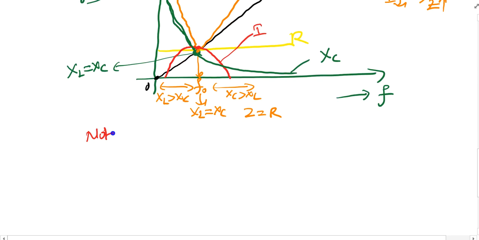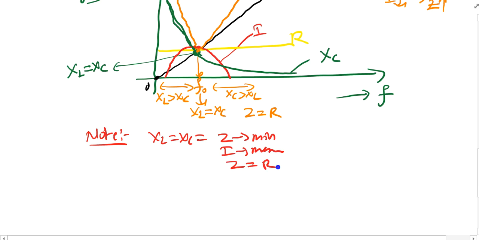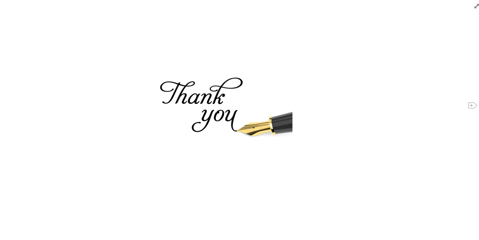So note: whenever XL is equal to XC, then my Z is minimum and I is maximum, where Z is equal to R, and my V and I are in phase. These are the different concepts you can understand from this RLC series circuit.